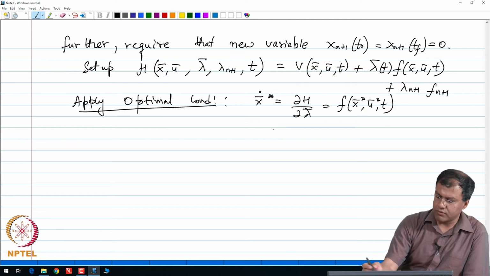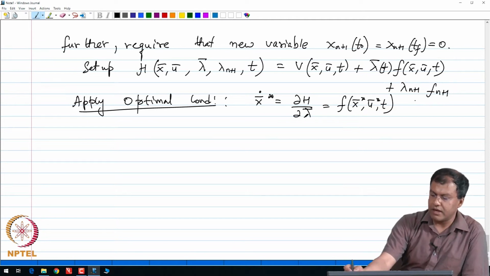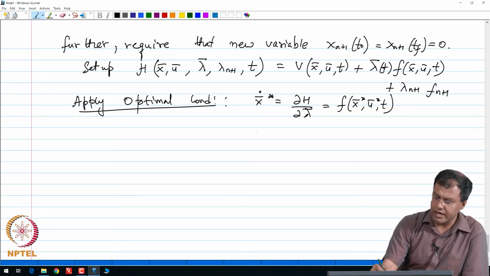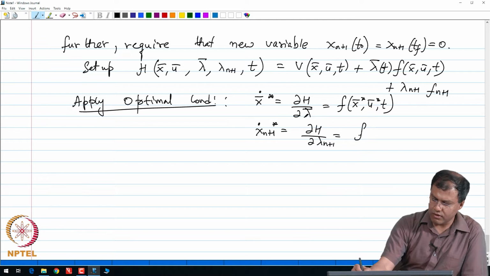And then of course, we have an extra state variable x n plus 1 that we introduce. So, we need an extra equation. So, x n plus 1 dot star will be partial h partial lambda n plus 1, and this is equal to f n plus 1 at x bar star comma t, right.